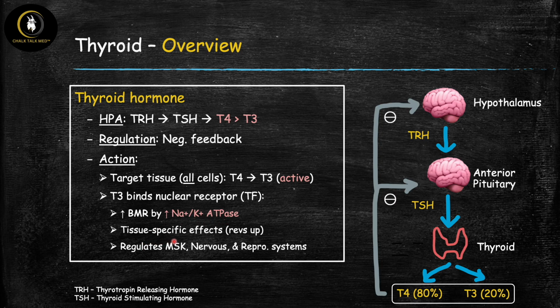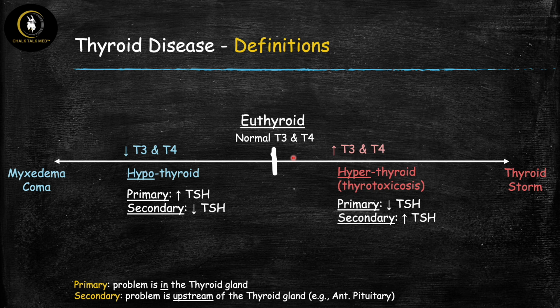It also has tissue-specific effects, and essentially, as a general rule, you can think that the thyroid hormone is going to rev up the activity of those tissues. And finally, it has an important role in regulating and development of the musculoskeletal system, the nervous system, and the reproductive system. All right, so now we know about T3 and T4. Now let's talk about hyper and hypothyroidism, so thyroid diseases.